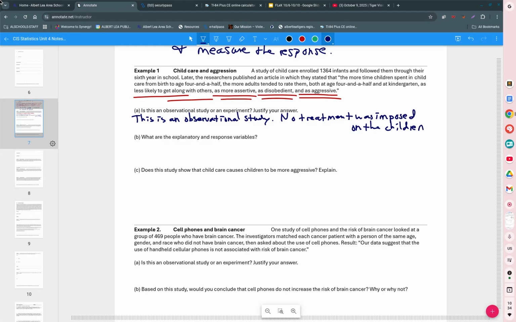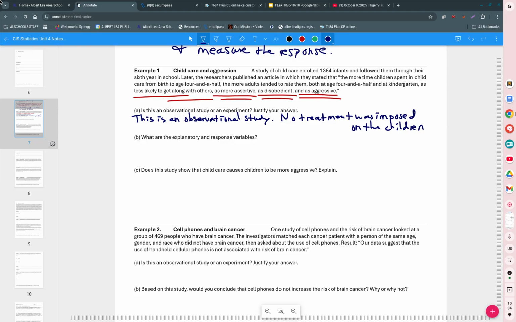Here's what it would look like if treatment was imposed. We have 1,300 kids. We're going to take 600 of them and have them not go through child care. We're going to have 700 of them go through child care, and randomly select who ends up where. Do you get my point? That would be an example of an experiment. This was an observational study. And absolutely, this conclusion cannot be drawn.